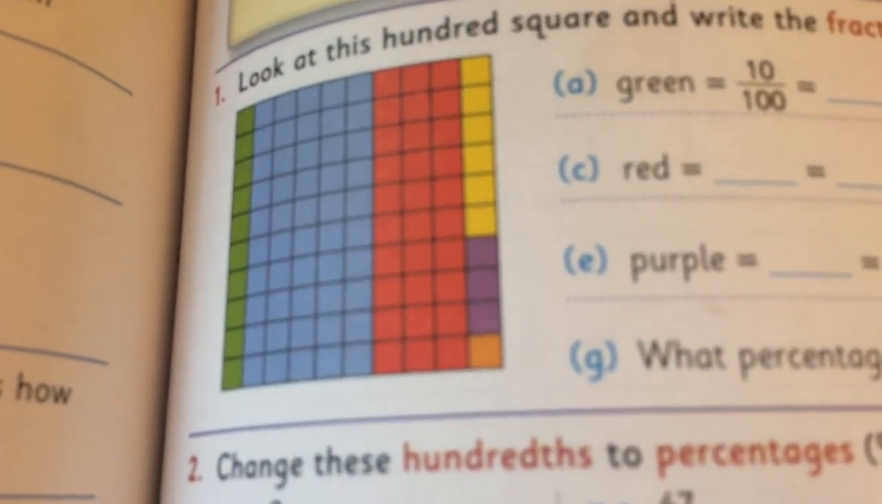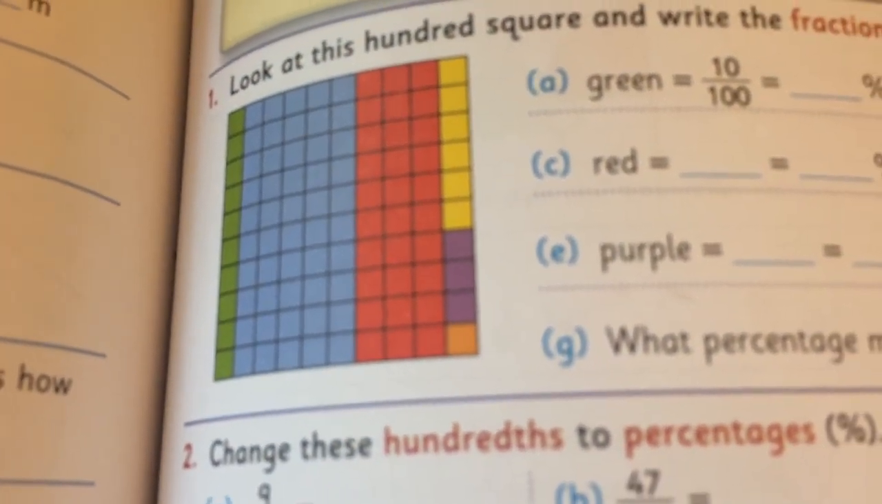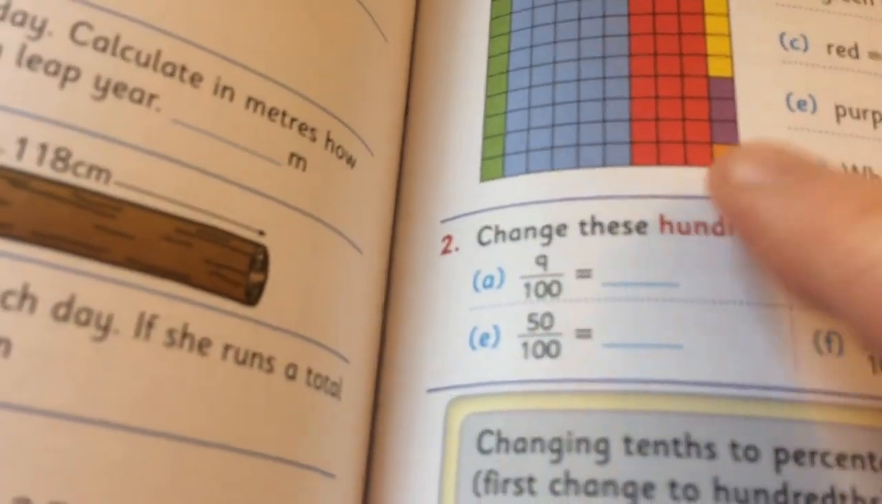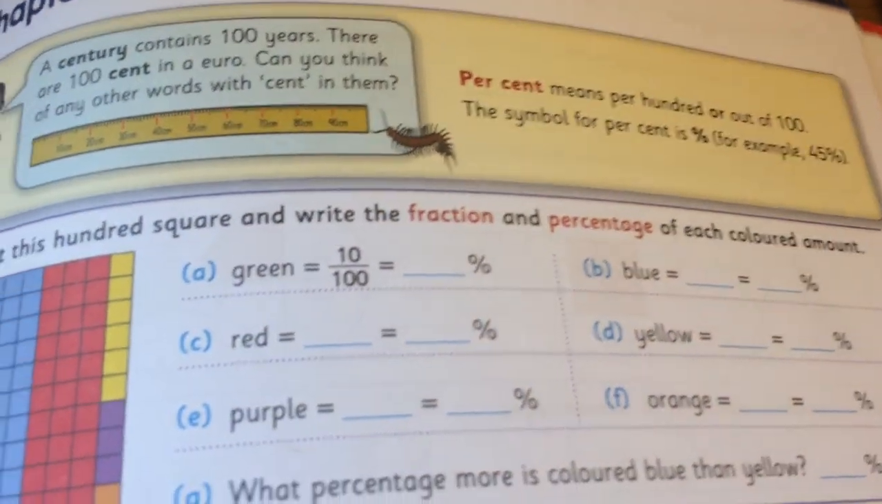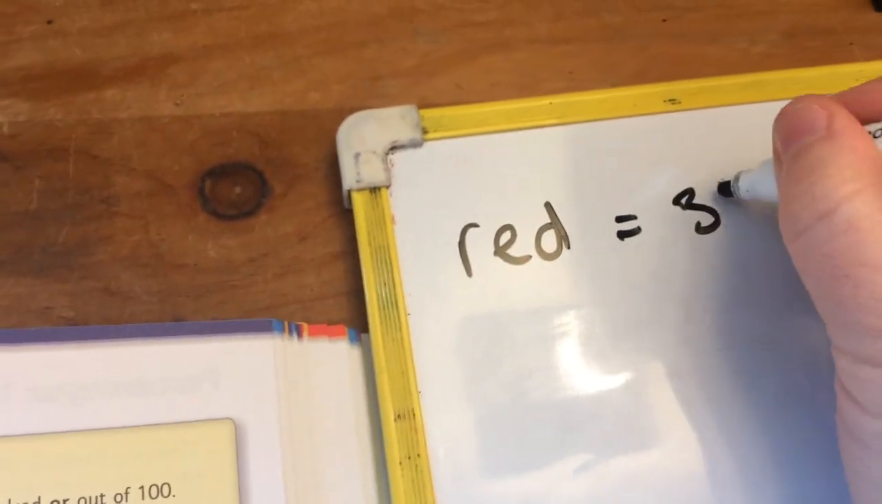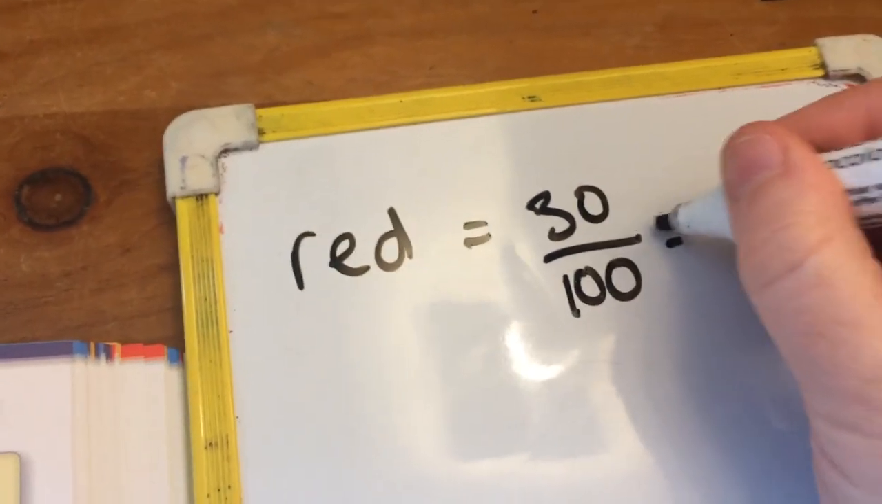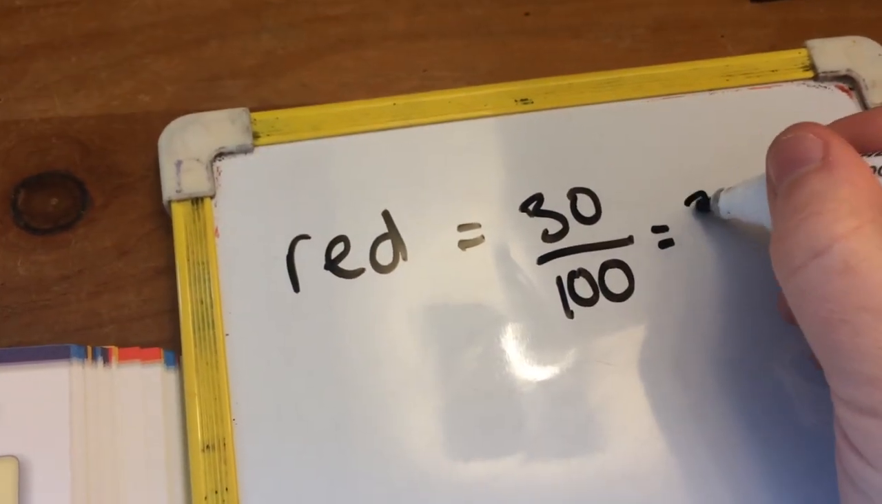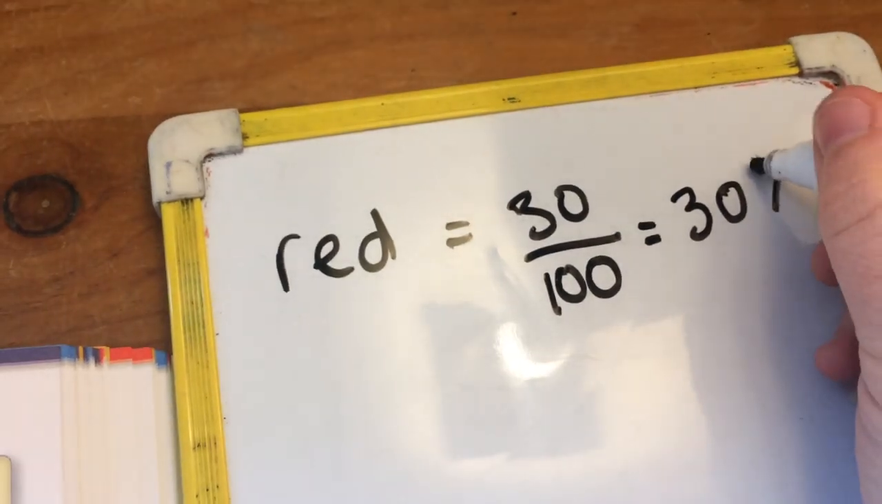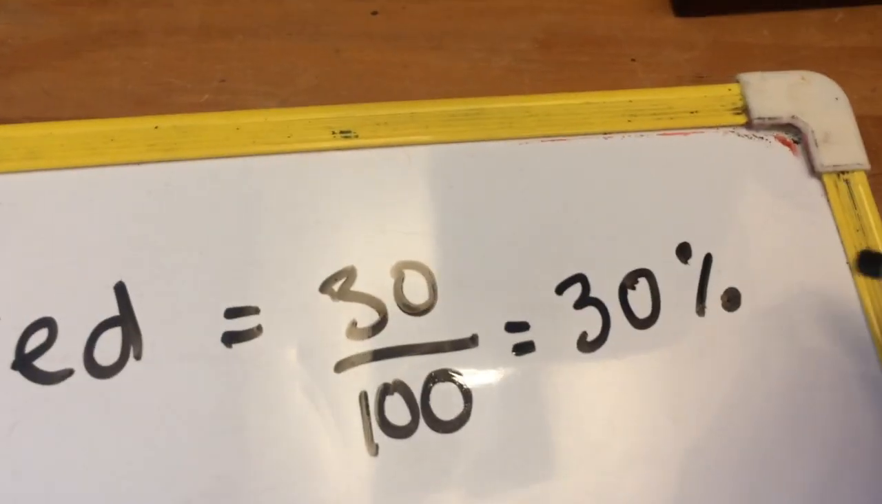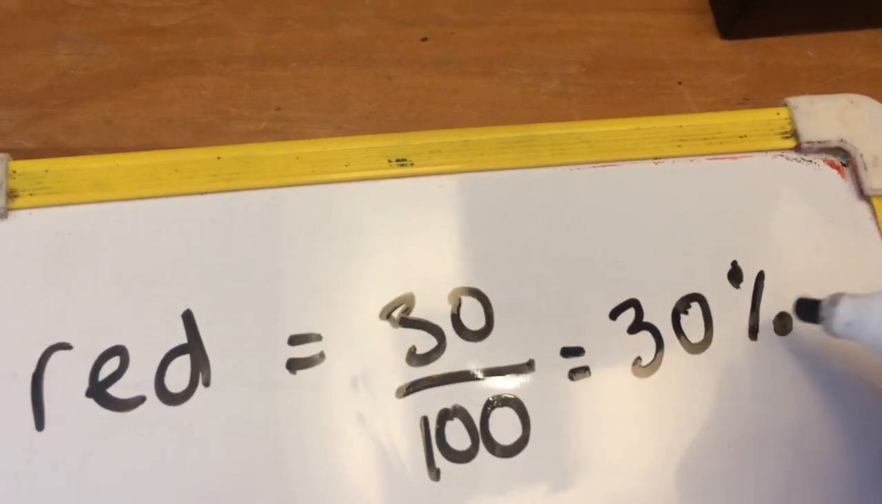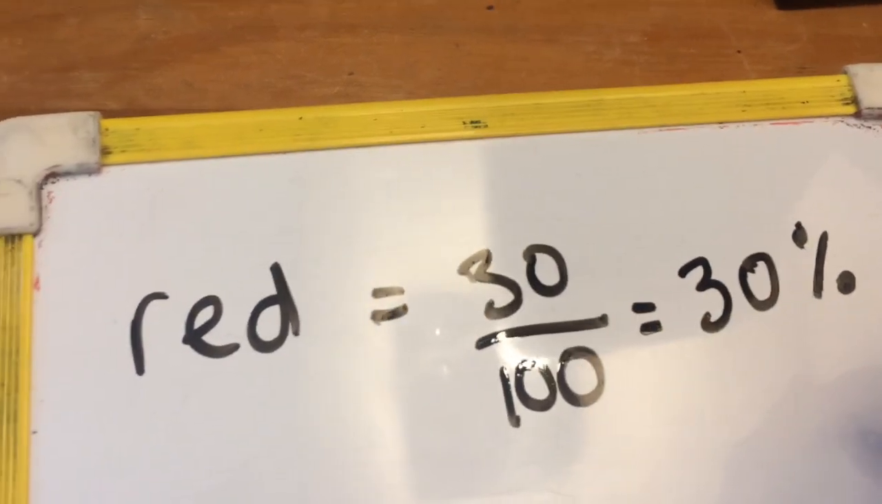All right, let's look at the red one. Let's go over and count how many there are. So there's 10, 20, 30. So red is 30 out of 100. So that's our fraction. And then to write it as a percentage, we write 30%. Now this is the sign to show percent. It's got a line and 2 dots. Percent, which means out of 100.